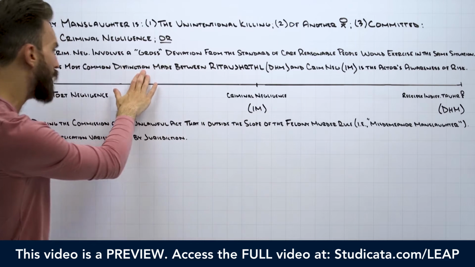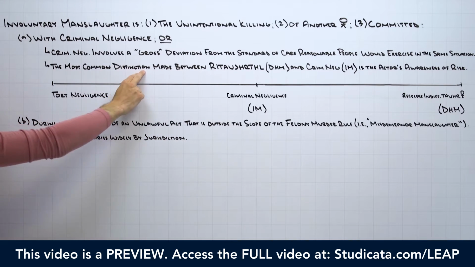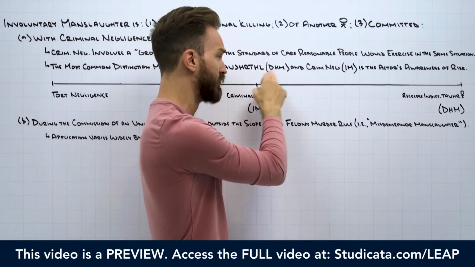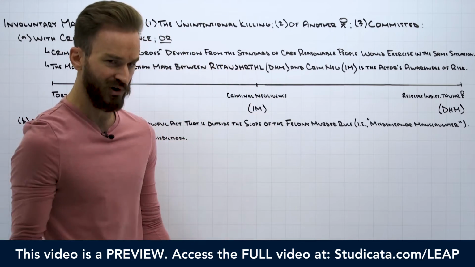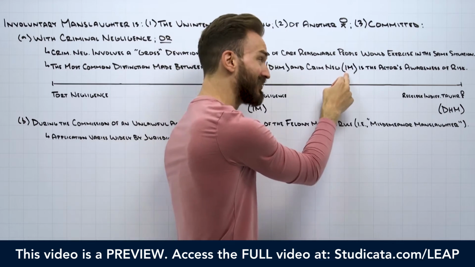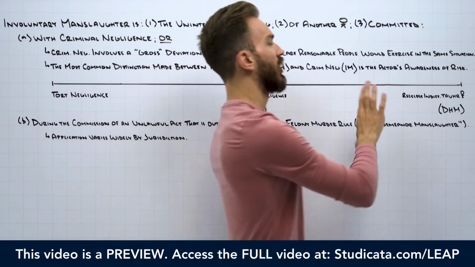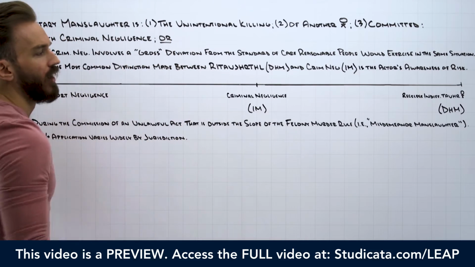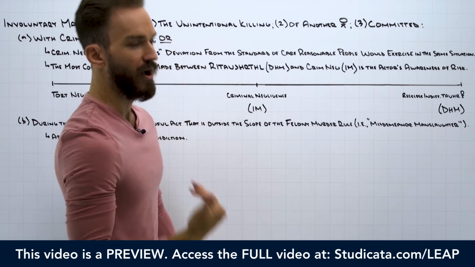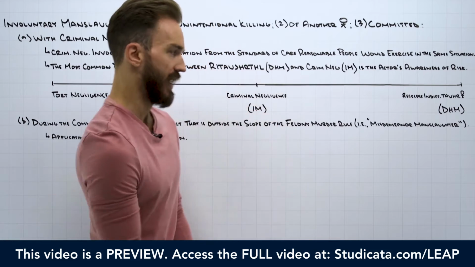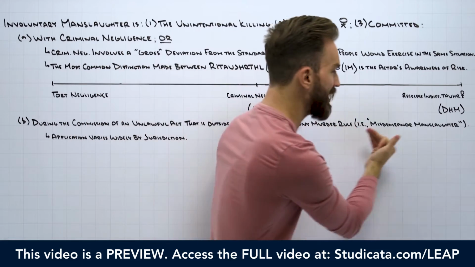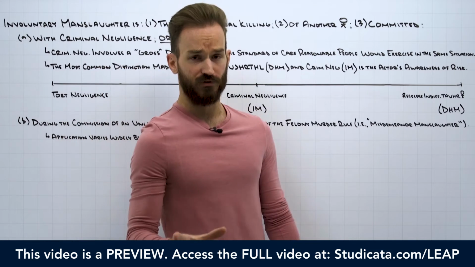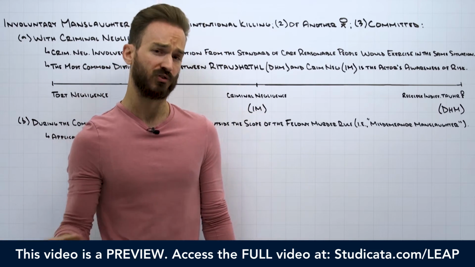Maybe the most common distinction that's made between these two, the reckless indifference to an unjustifiably high risk to human life, which is depraved heart murder, and criminal negligence for involuntary manslaughter, is the actor's awareness of risk, right? The more aware of the riskiness of the conduct the actor is, the more likely we're going to say that's depraved heart murder. That's where it starts to look like reckless indifference to an unjustifiably high risk to human life.